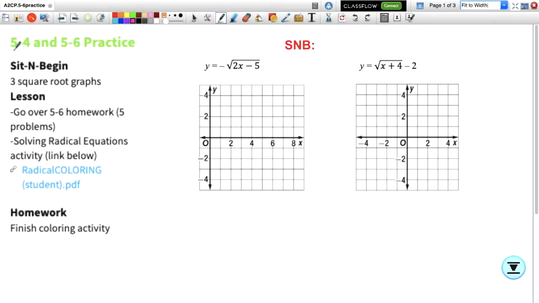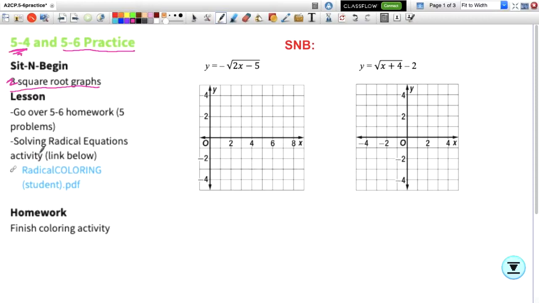Today we're going to focus on practicing section 5.4, which is graphing square roots. We'll do that in our sit and begin. We're actually going to just do two. And then we're going to practice solving radical equations. So we'll go over the homework that you folks had due last night, which was the 5 solving problems. Then we will look at solving radical equations.